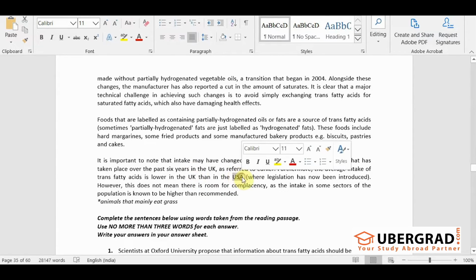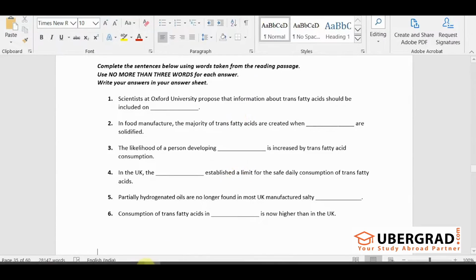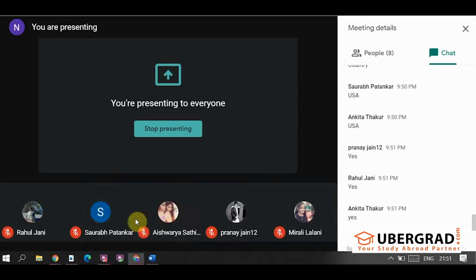So here it is where it is talking about. It's saying that the average intake of trans fatty acids is lower in the UK than in the USA. Or in other words, you can say that it is higher in the USA, right? In USA, it is higher than that in the UK. Can you say that? So the answer is USA.